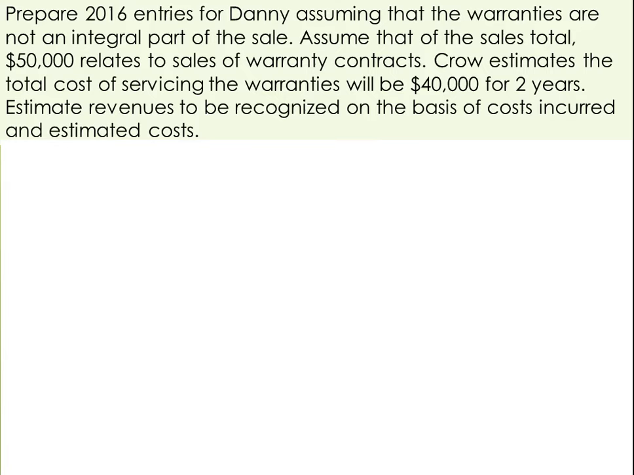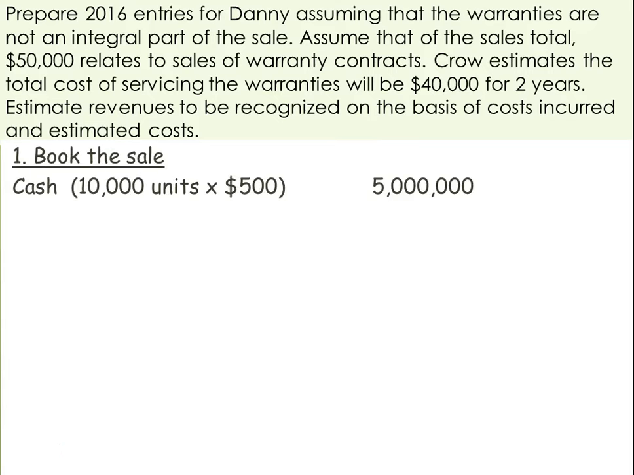Okay, now in 2016, this is the same information but different circumstances. In this example we have a sales warranty contract that is not an integral part of the sale, but is sold separately and can be sold separately, with a sales value of $50,000 included as part of the $500 that we were paid. And we're estimating that the total cost of these services is $40,000.